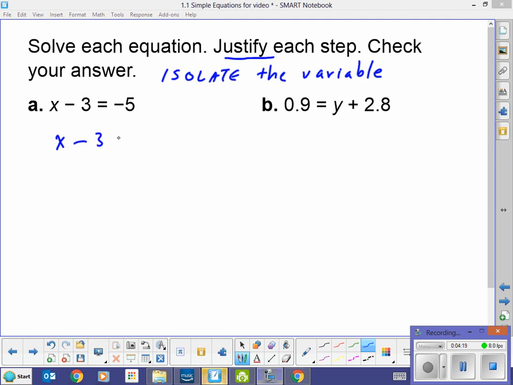The first equation, x minus 3 equals negative 5. If my left side is x, that's my variable, but I'm subtracting 3 from it. In order to make this side back to being x, I have to add 3 to this side, because x minus 3 plus 3 will basically be x, which is what I want. Whatever I do to one side of the equation, I do to the other side as well.